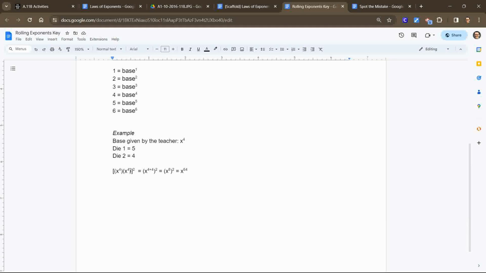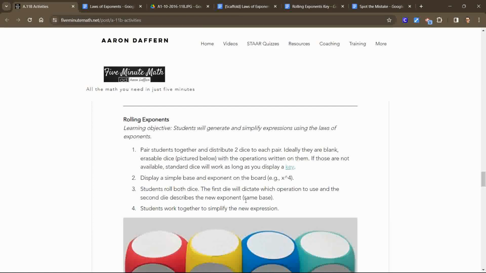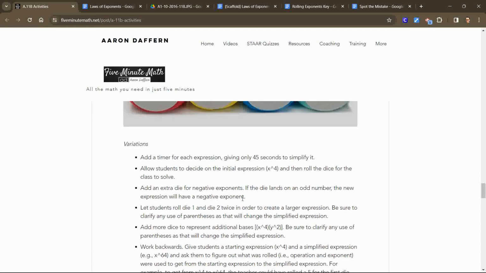So x to the 4th times x to the 4th would be x to the 4 plus 4. That's the 8th. You're going to square that, so that's going to end up being x to the 16th. And so it's just the randomness here that's going to have the students trying to figure out what they are supposed to do next. So here are some variations.